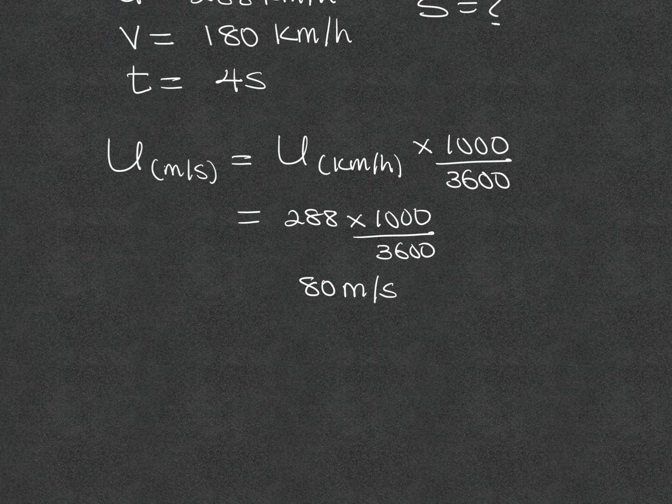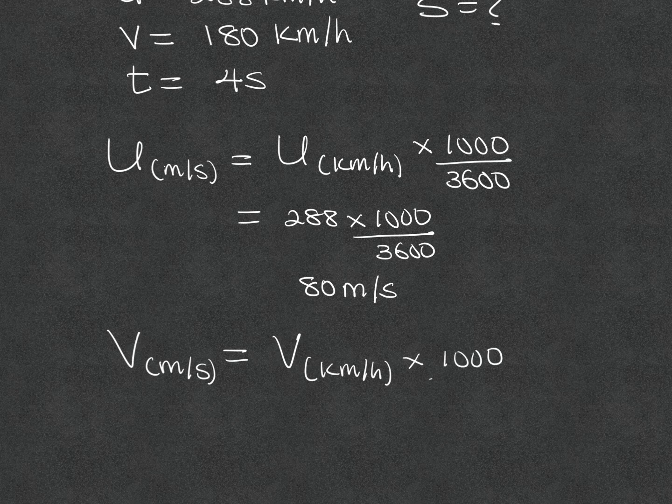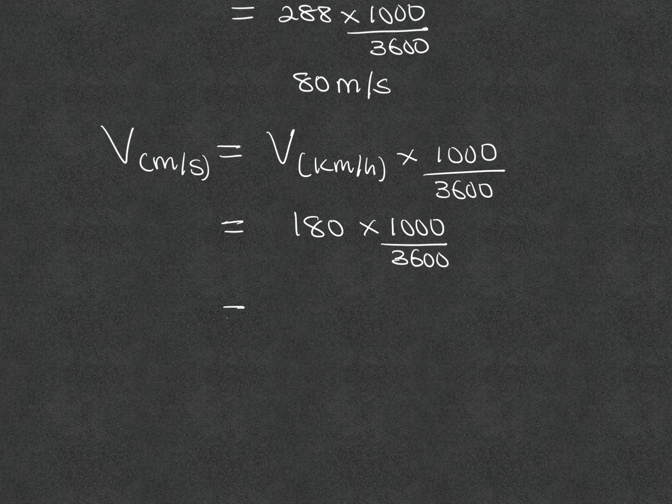Okay, so the final velocity in meters per second is equal to the final velocity in kilometers per hour, multiplied by 1000 divided by 3600. That will be 180 multiplied by 1000 divided by 3600. So we will have 50 meters per second.